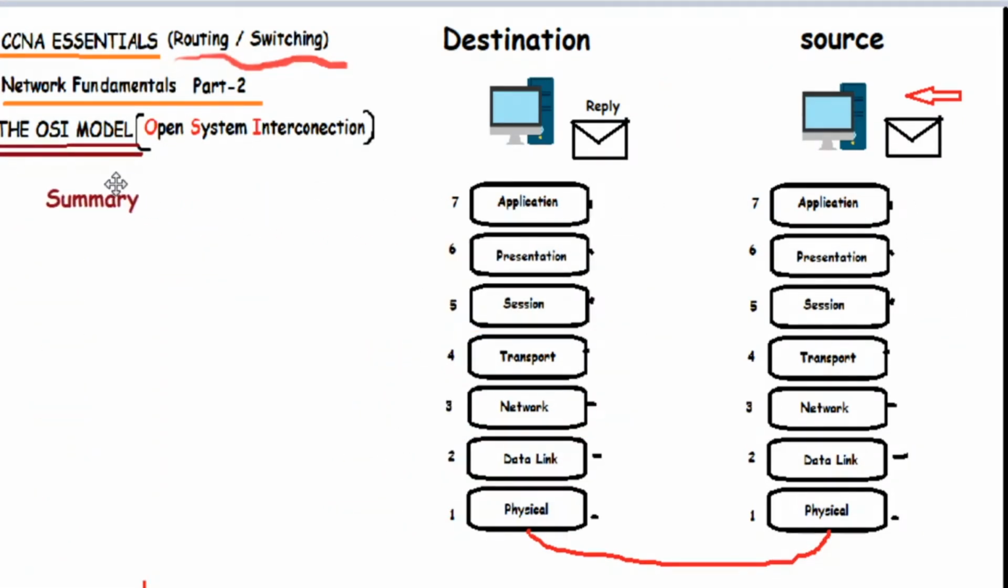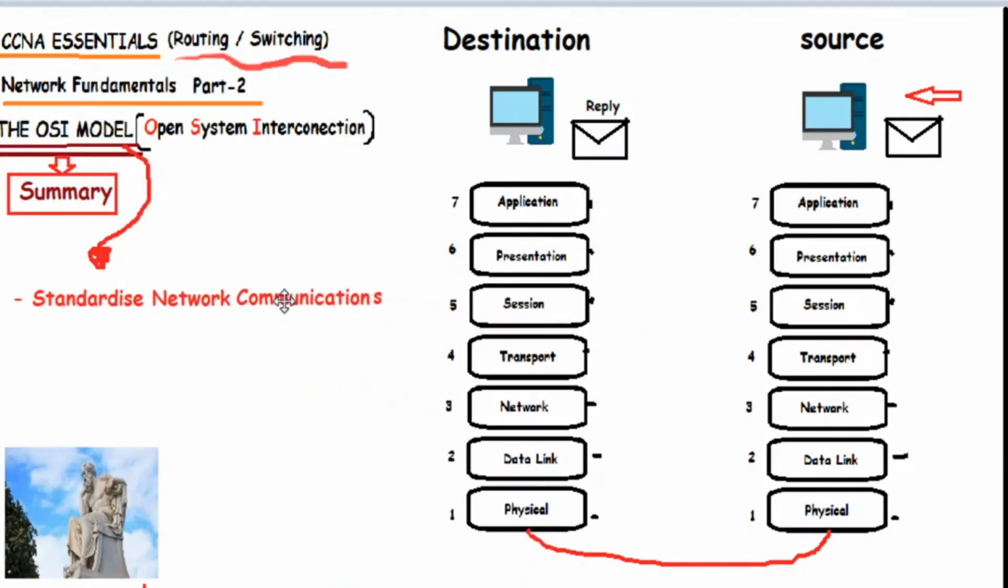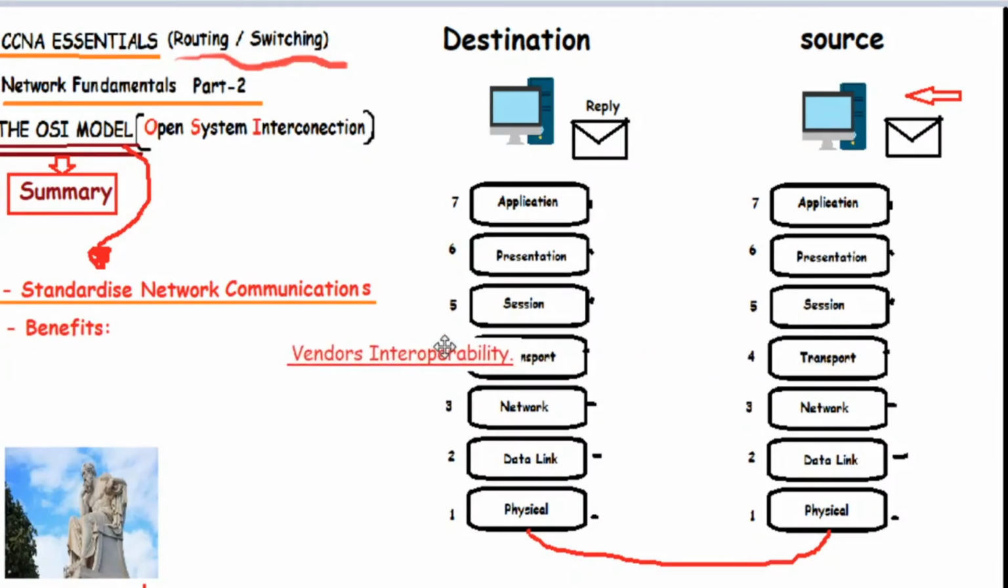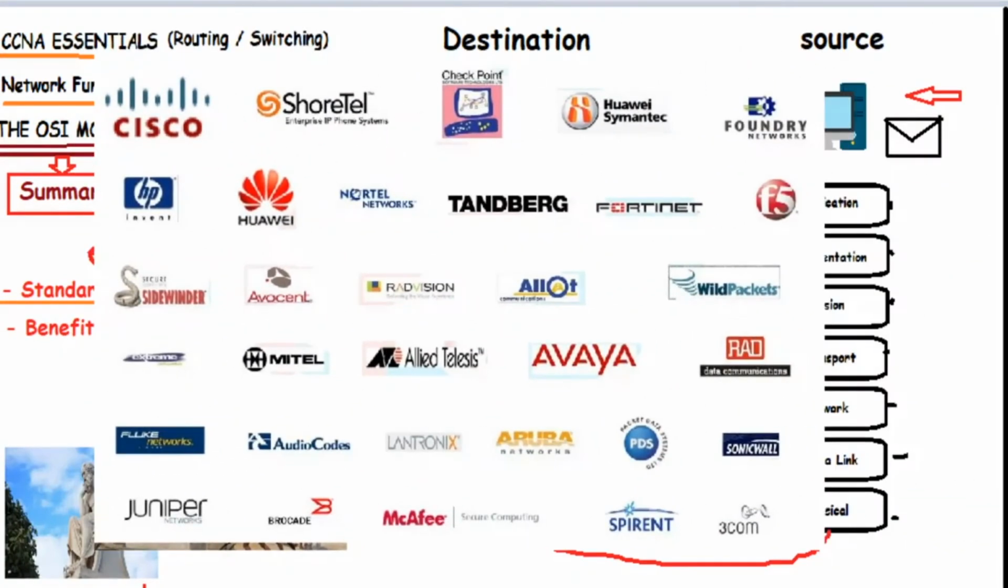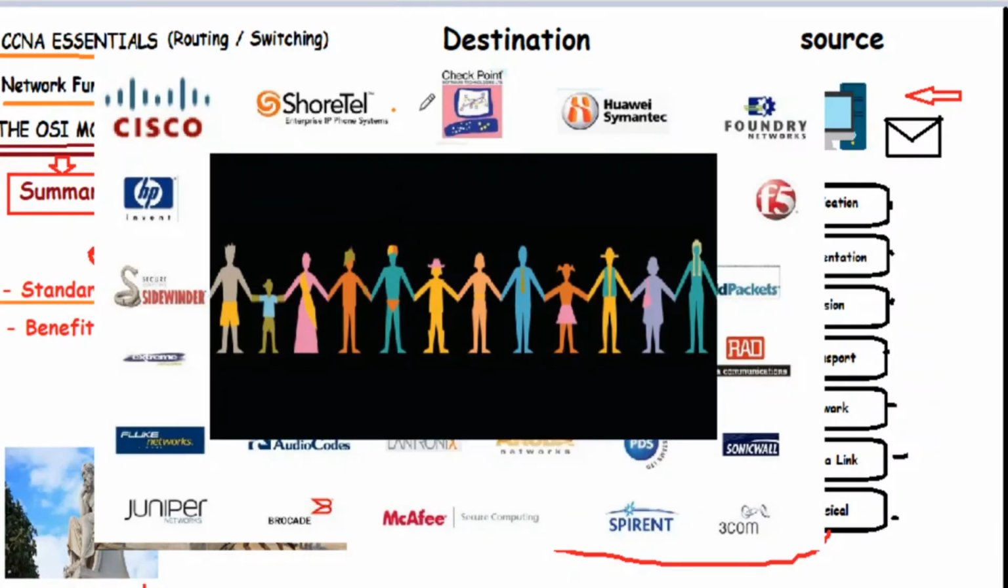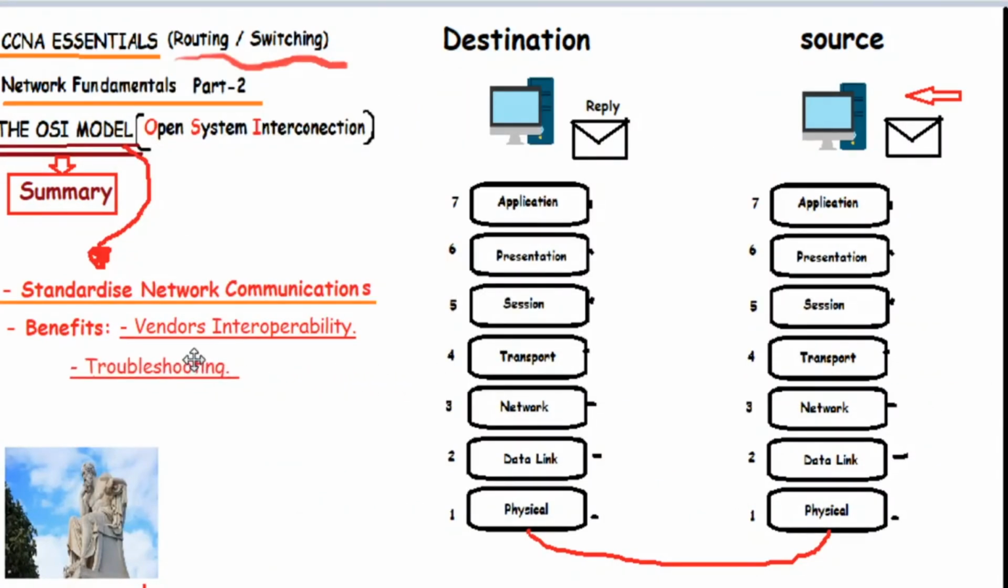As a summary, here is what you need to retain at this stage. Let's keep it simple. The OSI model is a conceptual model which standardizes network communications. The benefits are network devices and products from different vendors can live in harmony and happily ever after. And it helps with troubleshooting by separating the communication steps into several layers. There are others which we will look at later. For now, understanding these two will do.